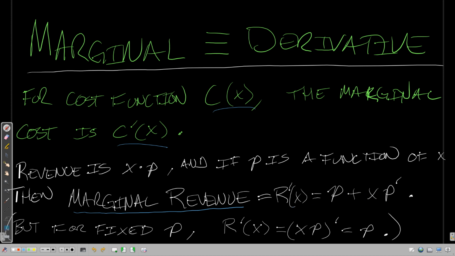So that's marginal revenue. However, if the price is always fixed at the same price all the time, no matter what, then your marginal revenue, R prime, would just be the derivative of x times p, but p is a constant, it's always the same. So you would just get p. And that makes total sense to you because the marginal revenue is like the revenue on the next item sold. And if the price is always the same, then it makes sense that our revenue on the next one sold is the price that we charged.